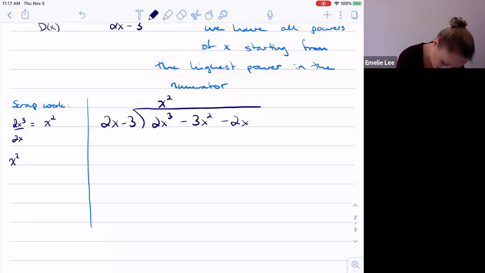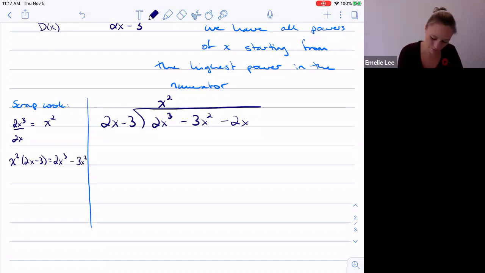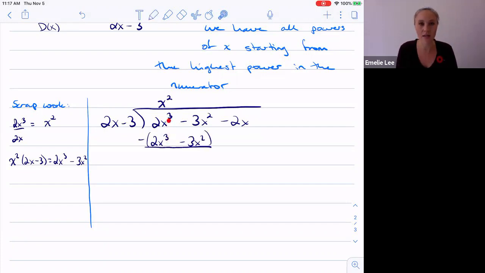So now I do x squared times 2x minus 3, which is 2x to the 3 minus 3x squared. That value goes here and gets subtracted. So 2x to the 3 minus 3x squared, and then I subtract it. The whole goal here is to have this fall out and have it be 0, right? And so that's what we're forcing.